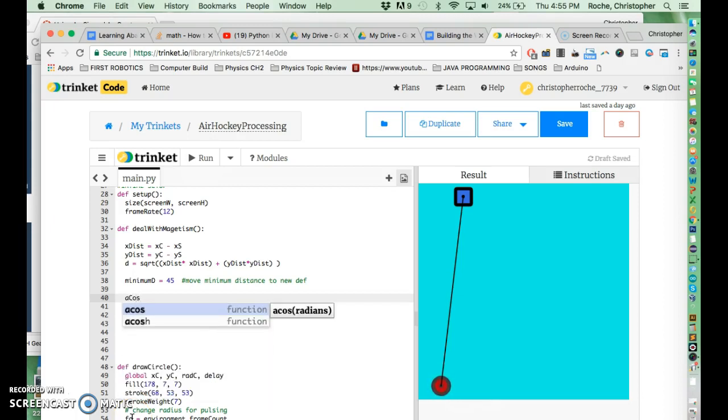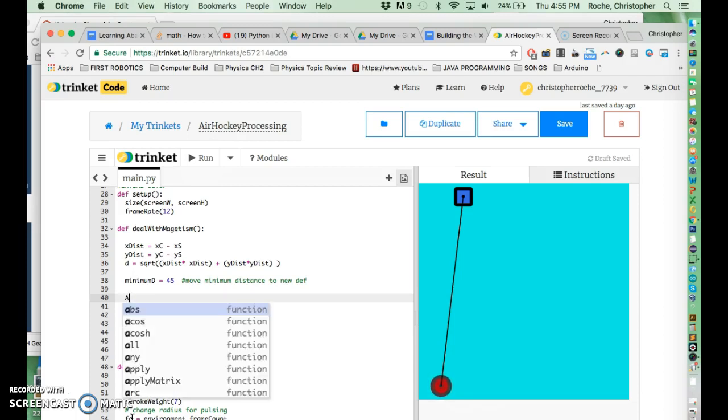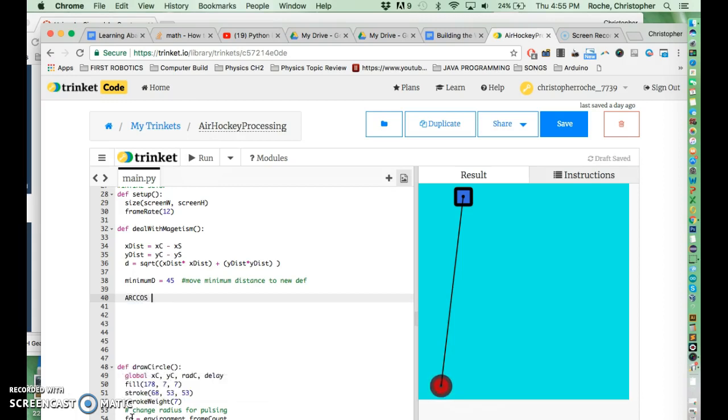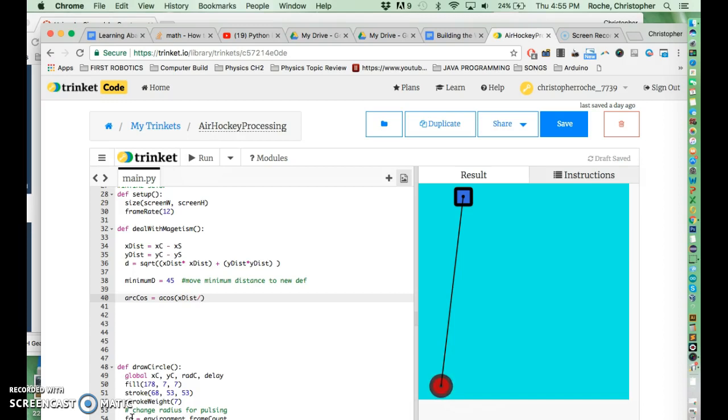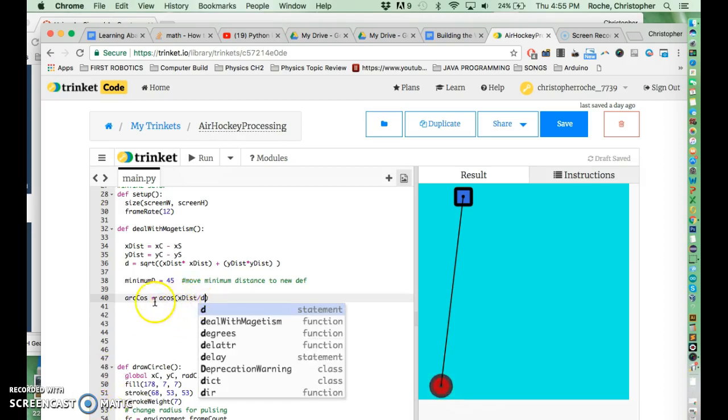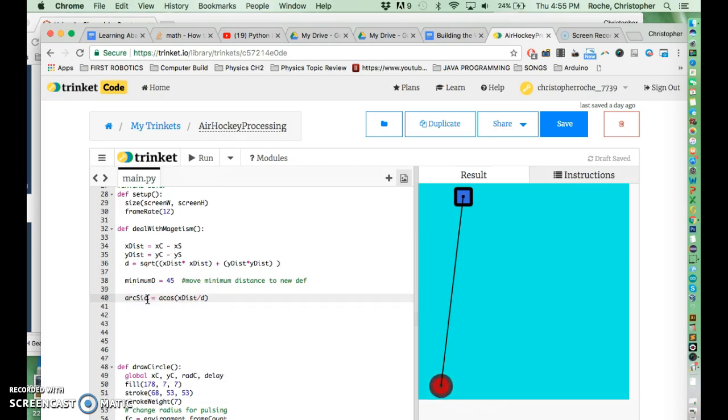So we'll use arc cosine. Let's call it arc cosine, and it's going to equal, and there's a function for this. It's acos. We're going to take the x distance and divide it by d, which we found. Actually, we should do it for sine first. We use sine and take the arc sine, and do the y distance divided by d.